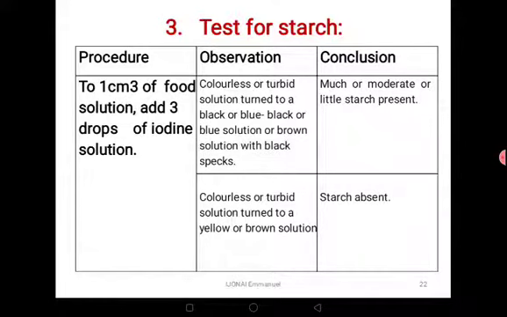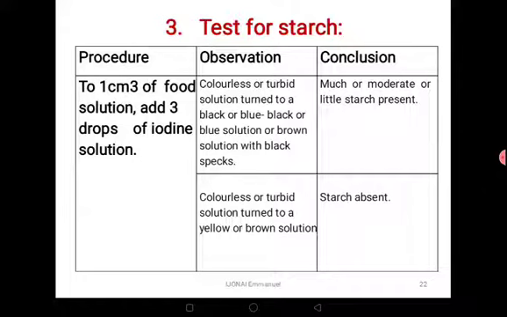So members, we have carried out 3 food tests. We have tested for reducing sugars using a Benedict solution, and the condition is boiling. We have carried out a test for non-reducing sugars, where we first had to hydrolyze the non-reducing sugars using hydrochloric acid, and then we neutralize it, and then we carry out the Benedict's test for reducing sugars. And then we have also carried out a test for starch.